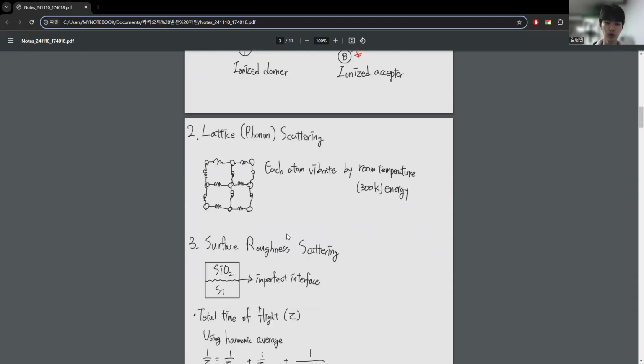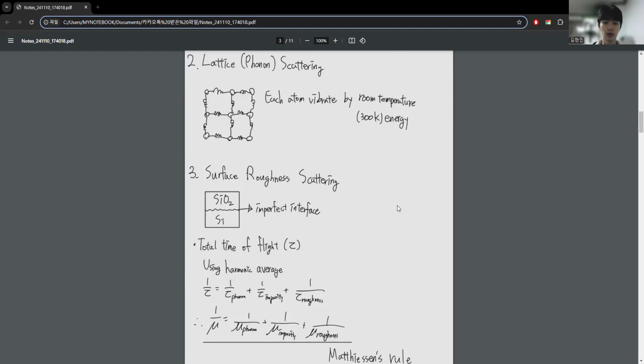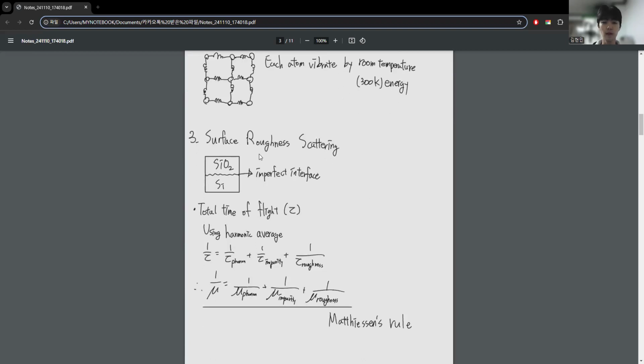And second, lattice scattering, or phonon scattering. There are many atoms in a lattice, a diamond lattice. Each atom vibrates at room temperature. Room temperature is 300 Kelvin, so at 300 Kelvin the atoms have energy.